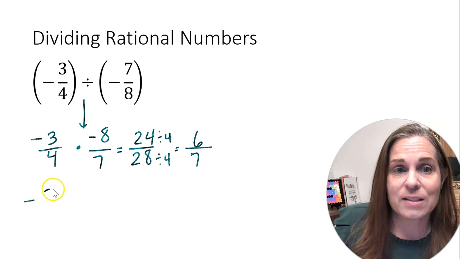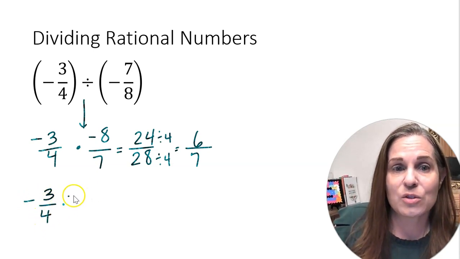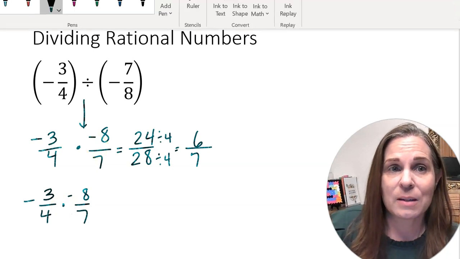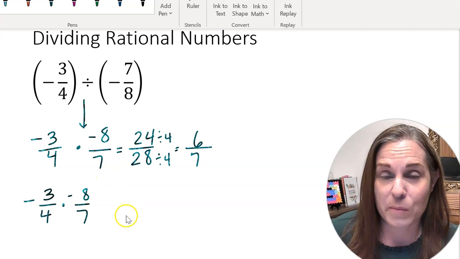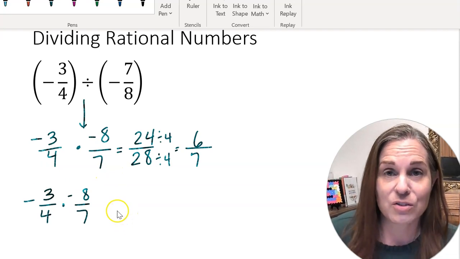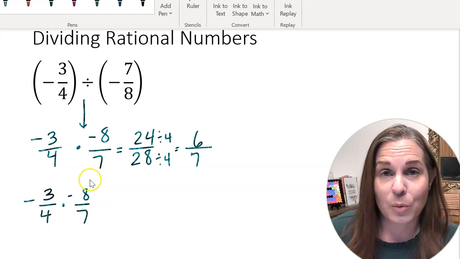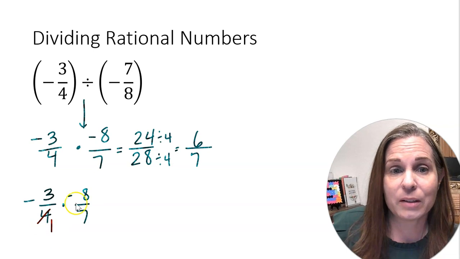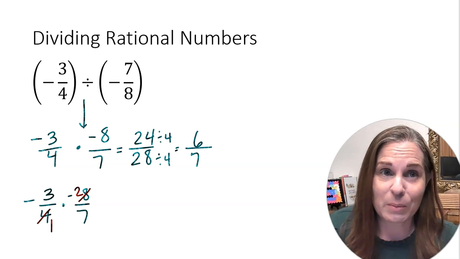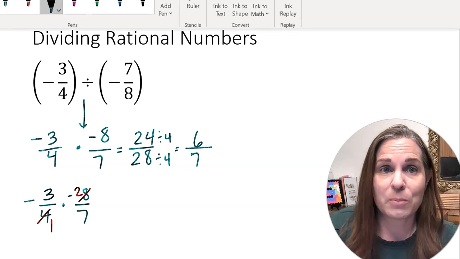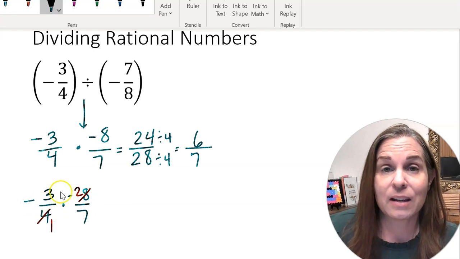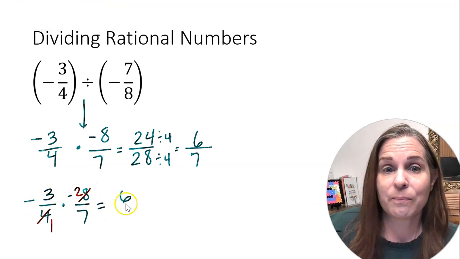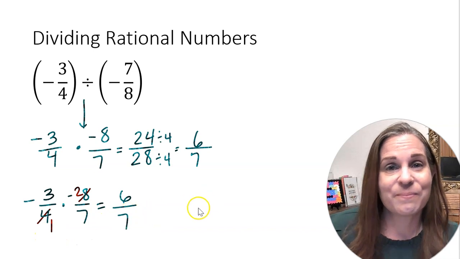Now the other way to do this is to cross cancel first. So let me show you what that looks like. Cross canceling means that I look at the numbers that are diagonal from each other and see if they have any common factors. They do, right? 8 and 4 are both divisible by 4. Divide 4 by 4 and I get 1. Divide 8 by 4 and I get 2. Now when I do my multiplication, again I just do top times top and bottom times bottom. So I get negative 3 times negative 2 and 1 times 7.